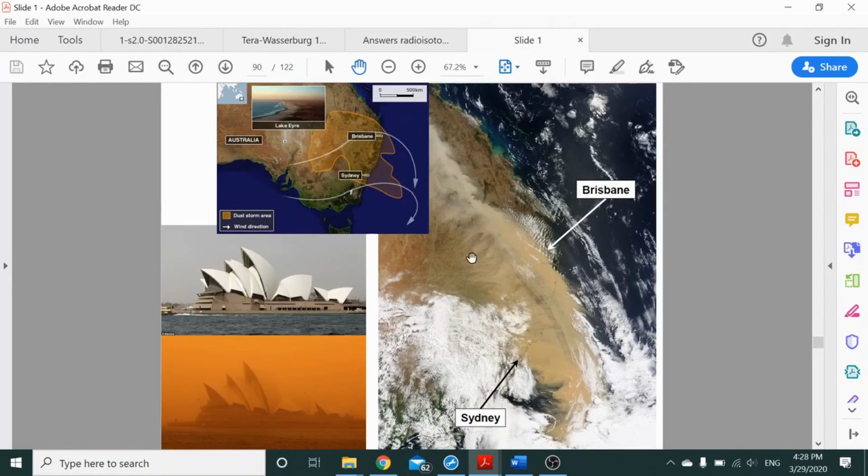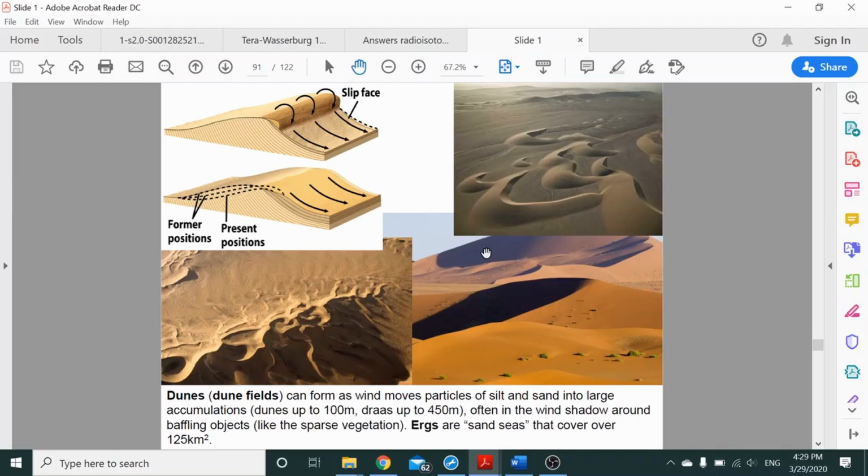The same in Australia: the inland west part of Australia, the desert, provides loess that is transported to the east of Australia. So for sand deposits, the dominant depositional structure is dunes.